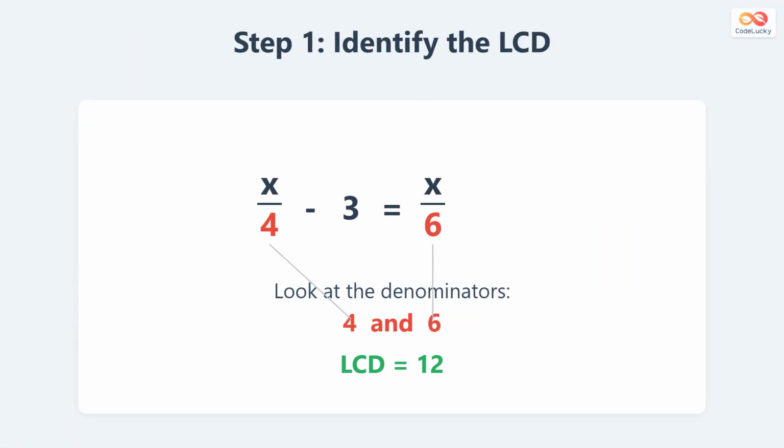Let's look at this example. x over 4 minus 3 equals x over 6. First, look at the denominators, 4 and 6. We need the smallest number that both 4 and 6 can divide into evenly. That number is 12. So, our LCD is 12.